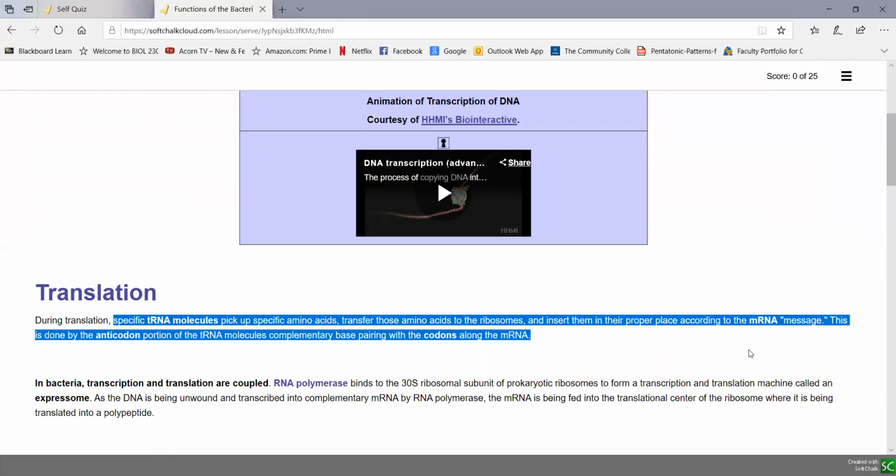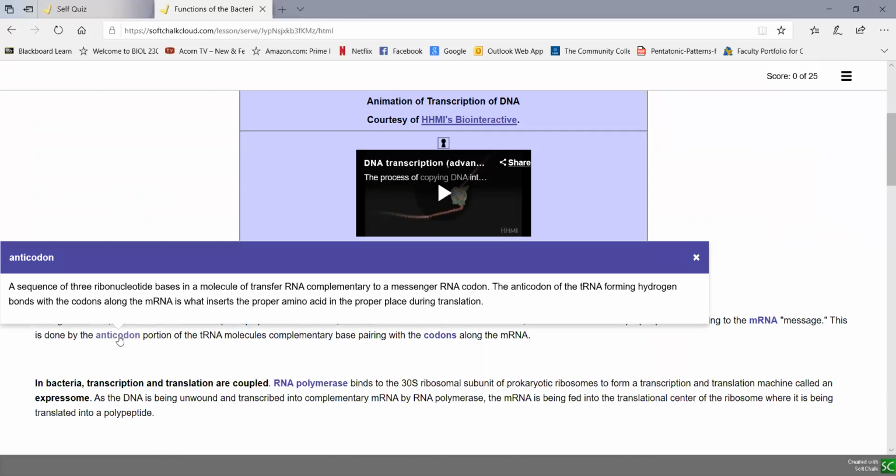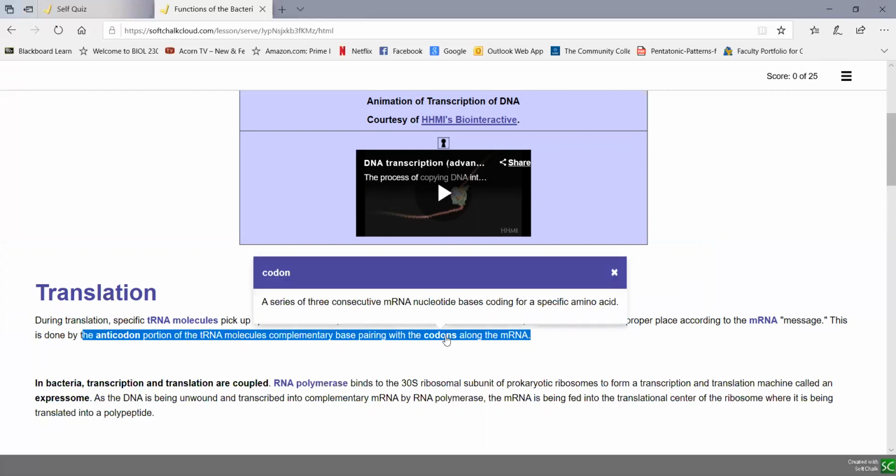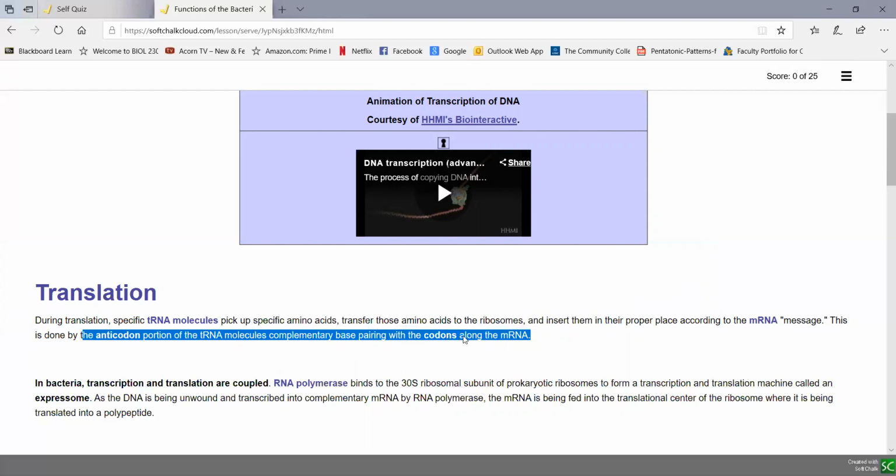And that's done again by complementary base pairing, where an anticodon, those are 3 ribonucleotide bases coming off the bottom of the transfer RNA molecule, will be complementary to 3 messenger RNA bases on the messenger RNA called a codon. So the anticodon portion of the transfer RNA binds by complementary base pairing with codons along the messenger RNA. And remember, codons are 3 consecutive messenger RNA nucleotide bases that code for a specific amino acid. We had all those terms on our molecular genetics review exam.